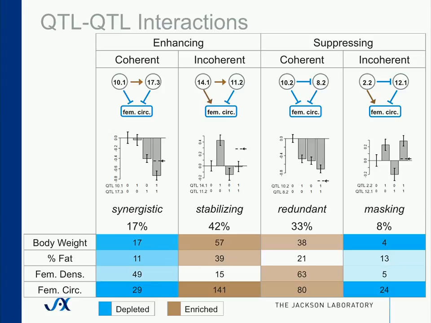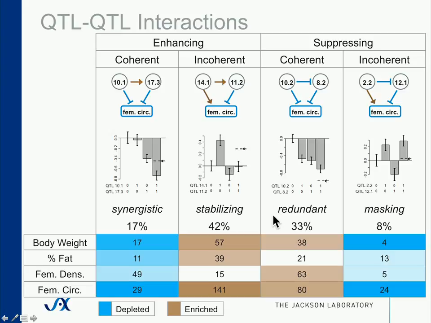And so, first of all, the synergistic, we don't see a lot of these. We see about 17% of our interactions, so that's statistically depleted, and you might expect that. They shouldn't be all that common. We do see some, but they're not terribly common. Stabilizing actually were the most common interaction we saw. There's a lot of stabilizing epistasis, at least in this cross. It's the majority or a plurality of the genetic interactions.